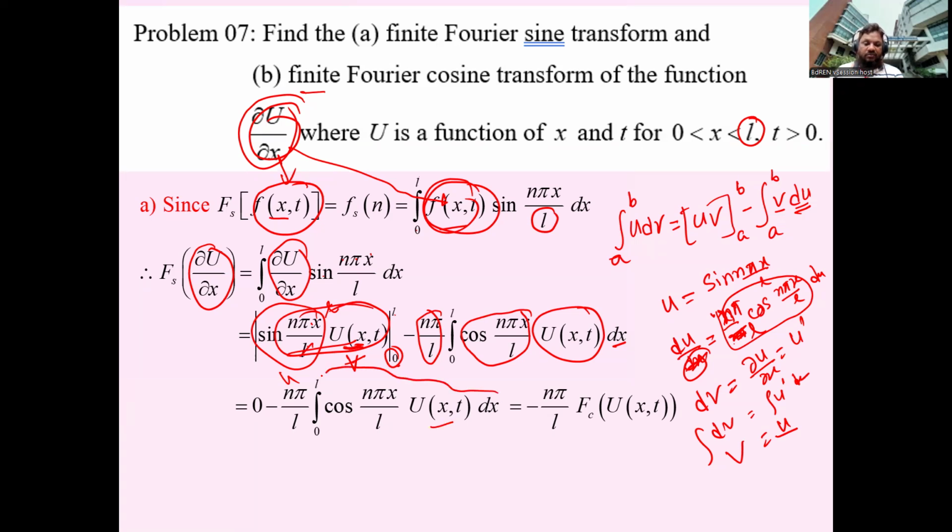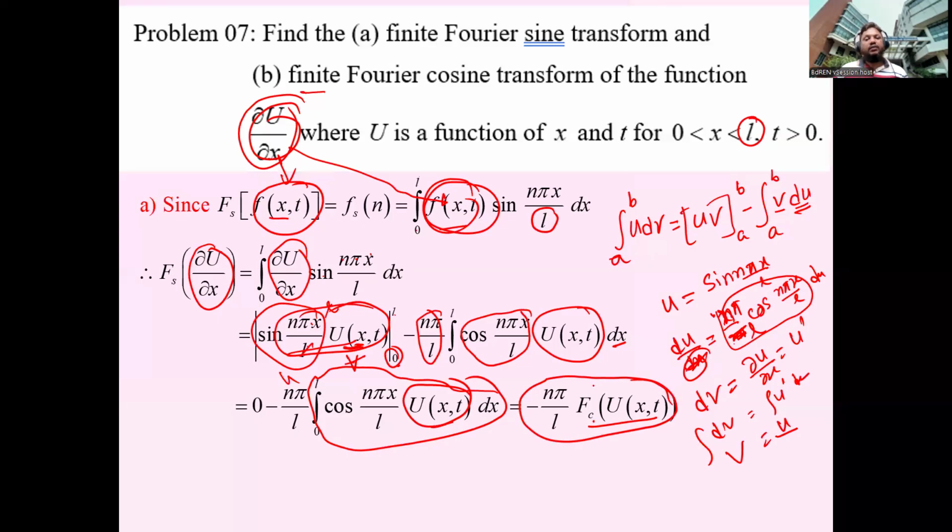You see this one is the definition of the Fourier cosine transform for u of x,t. That's why we write minus n pi by L, Fourier cosine transform of u of x,t. Do you understand, please? Do you have any question?